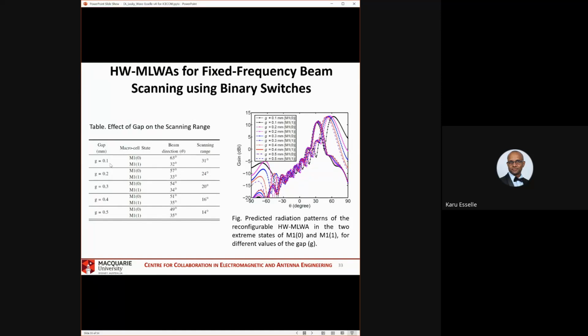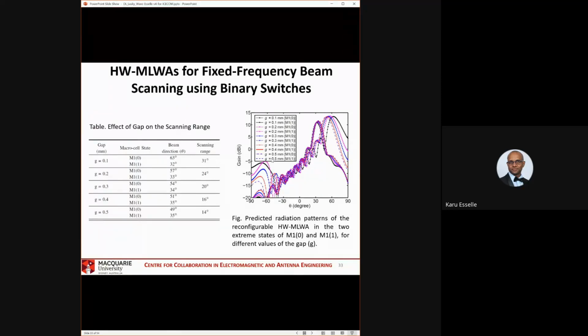Now what about this gap? This tiny gap G, what is its role? By changing G, you can change the beam scanning range. When G is 0.5 millimeters, the beam scanning range is from 35 degrees to 49 degrees. It's only 14 degrees. When G is 0.1 millimeter, you get a very good beam scanning range from theta equals 32 to 63 degrees, that's a 31 degree beam scanning range.